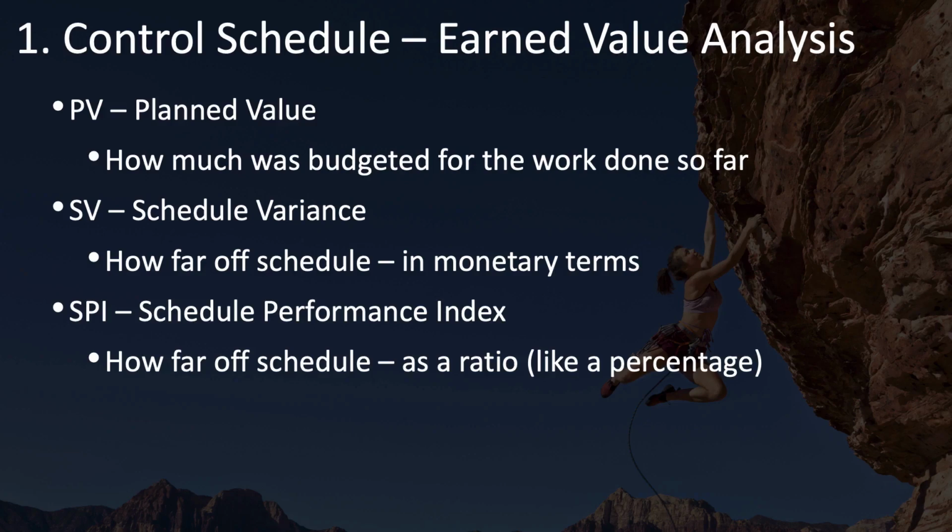Schedule variance, or SV, which measures how far off schedule you are, also measured in terms of currency. And SPI, or the Schedule Performance Index, which also measures how far off schedule you are, but measures it as a ratio or a percentage. Using these measurements, you can determine how far your schedule is swinging out of control or whether it is in control.